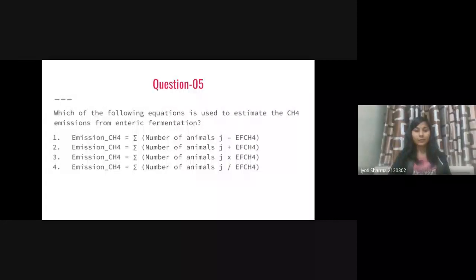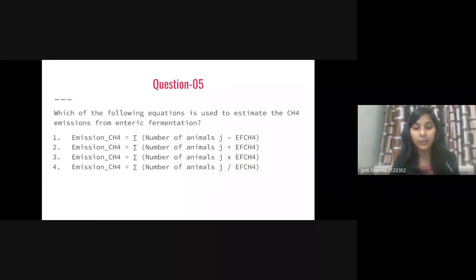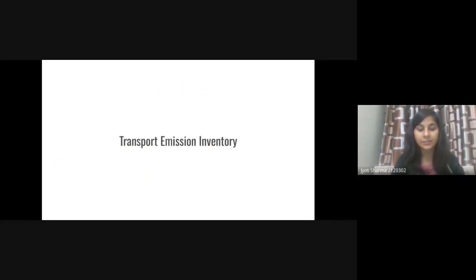Okay, so Nishant gave me 3. Yes. So obviously, EF is the emission factor of the methane, and you will multiply your emission factor with the number of animals of that particular animal type. Then you will do the summation for the different types of animals you have, and then you will get the methane emission. So obviously, the third is the right answer.